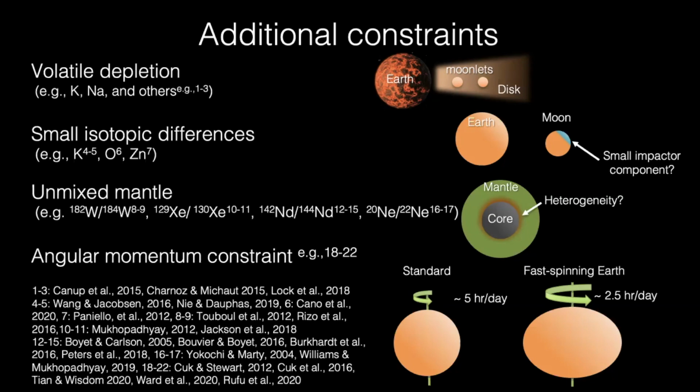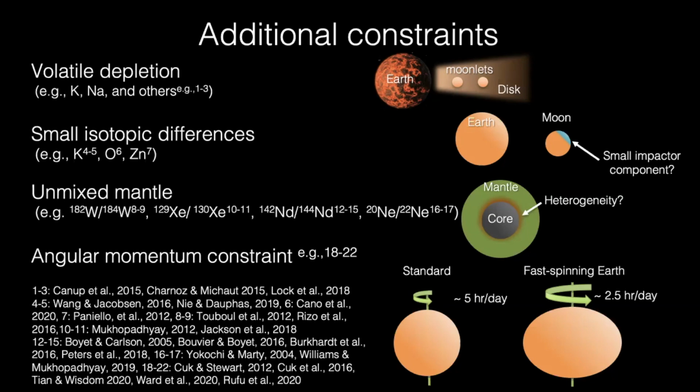The second one is the small isotopic differences. Due to the recent advancement of analytical capabilities, nowadays we can resolve very small isotopic differences between the Earth and the Moon. Some of the isotopic differences would have formed during the accretion phase, but some others may be suggesting that the Moon still has the memory of a small impactor component.